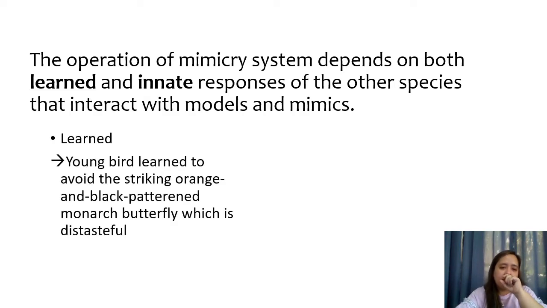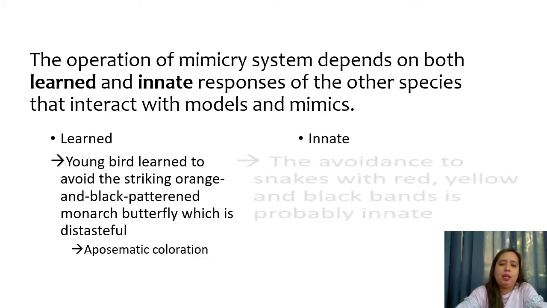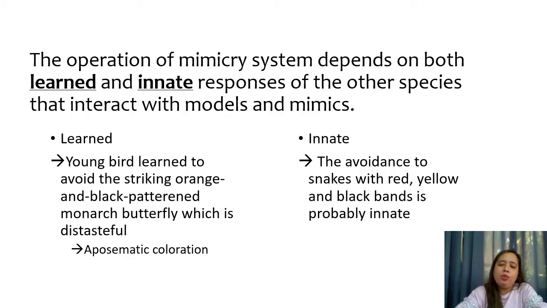So, learned. The young bird learned to avoid the striking orange and black pattern of the monarch butterfly because it's distasteful. So it's not tasty, so it has a not so good experience. The next time it sees an organism with this appearance, it will not feed on it anymore. This is on the aposematic coloration. And innate is the avoidance.